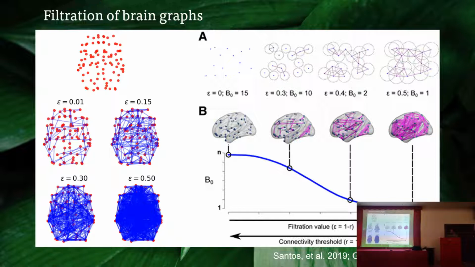So what happens, for example, to the first Betti number in this case? Remember that the first Betti number is the number of connected components. Right? So when the filtration value is either 0 or 1, depending on how you define it, you start with the total number of nodes of the network. And then you start connecting it, and you end up with 1, usually, if the network is healthy. Meaning that there's only one graph connected to each other, right? Which is usually what happens in healthy networks.